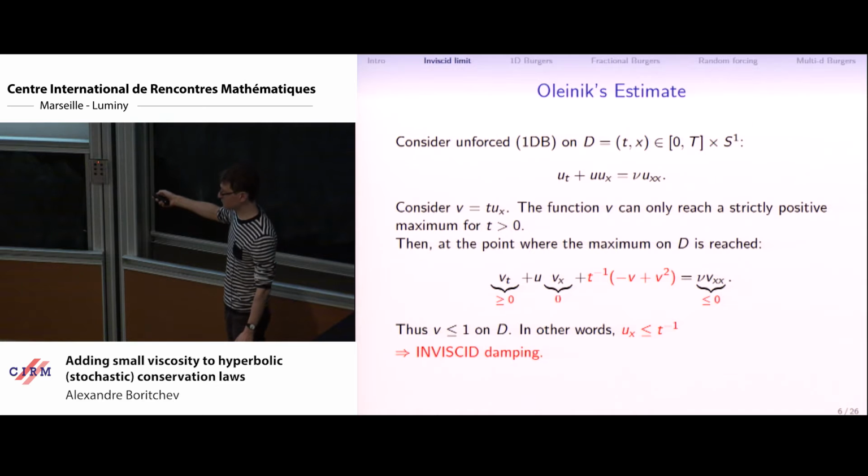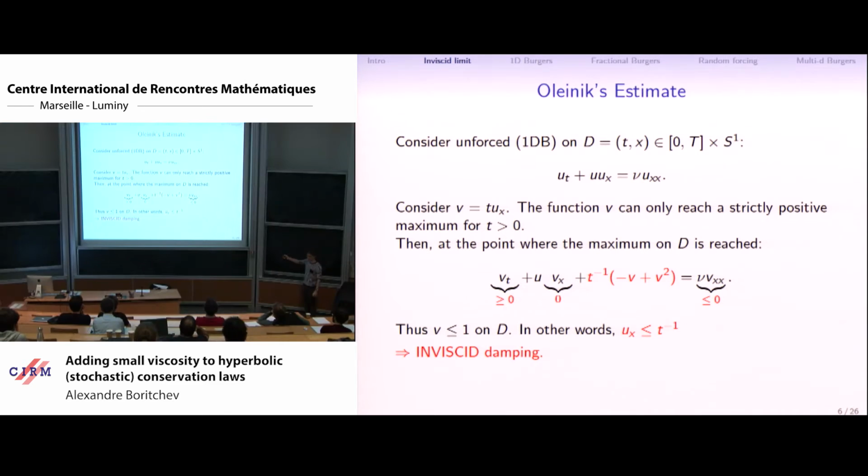We consider the function v, which is t times ux, on this domain. The domain is space-time, so it's a cylinder, because we're in the periodic setting on the circle, so there is no spatial boundary. So this function obviously vanishes when t equals 0. So if you want it to reach a positive maximum, it has to be for t strictly larger than 0. And then let's just apply Taylor's formula at the point where this maximum is reached.